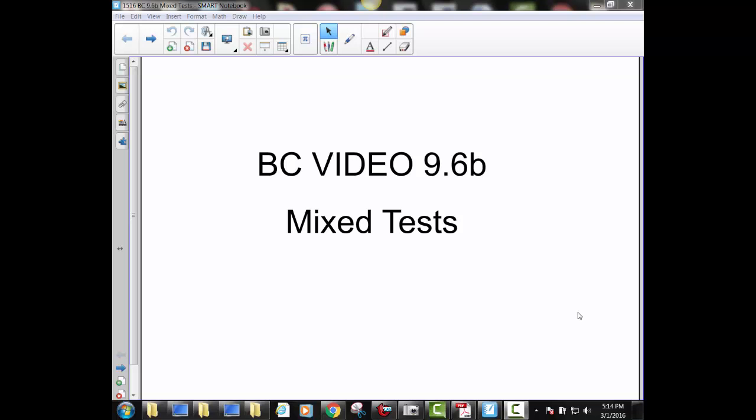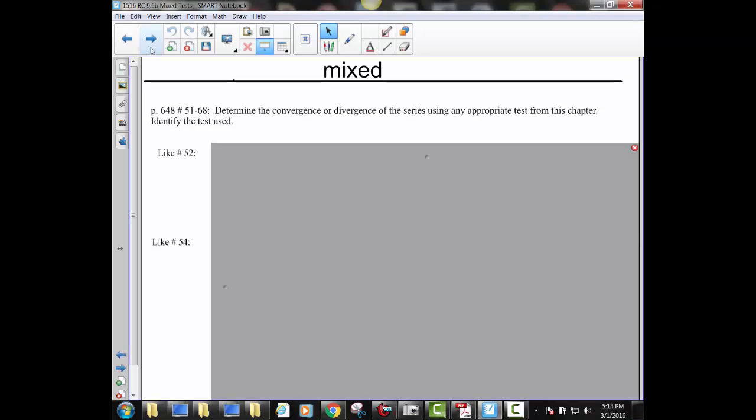These are mixed tests, and we are now finished with all of the convergence and divergence tests for infinite series of constant terms, numbers only. And now's where we're going to really look at which one we use when. Okay, so on page 648, numbers 51 to 68, it says determine the convergence or divergence of the series using any appropriate test from this chapter and identify the test used.